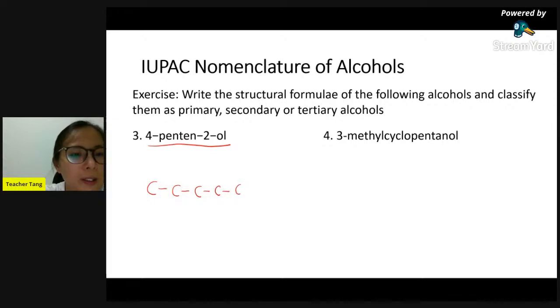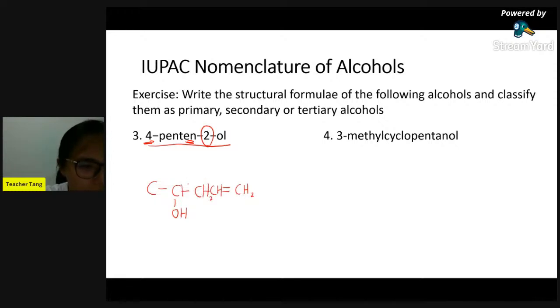Okay, between carbon number 4 and number 5, you have a carbon-carbon double bond because it is pentene. And on carbon number 2, you have the hydroxyl group. So now we can put in the hydrogen. So this one CH2 and this one CH, and then this one CH2, and this one CH, so CH3.